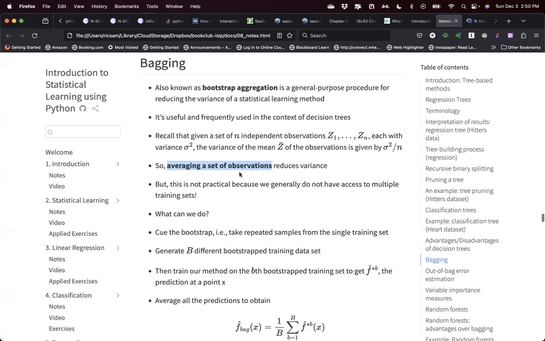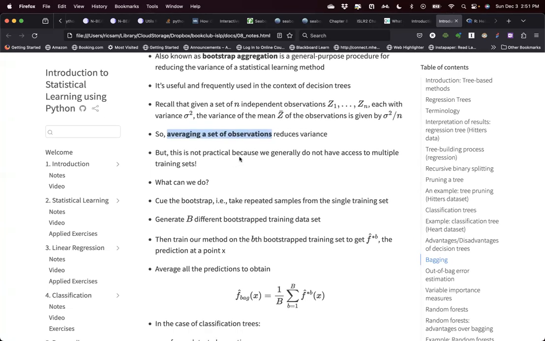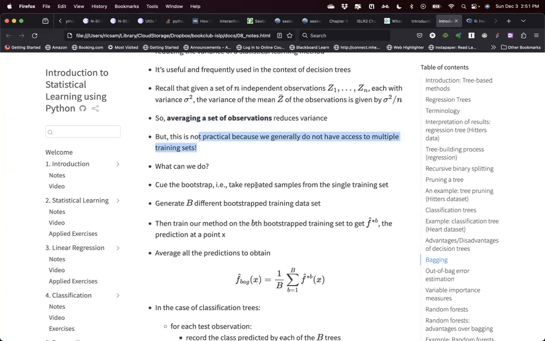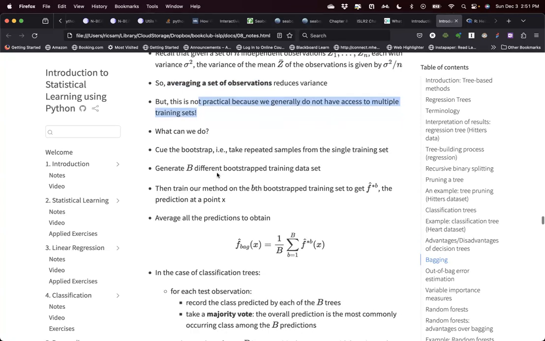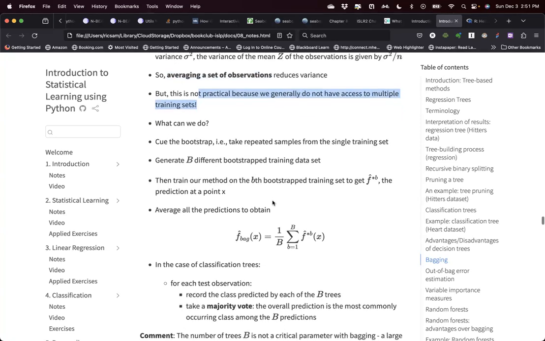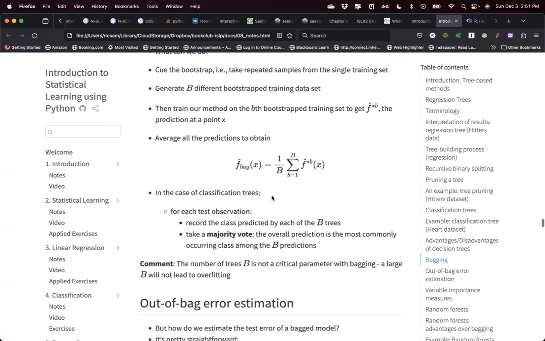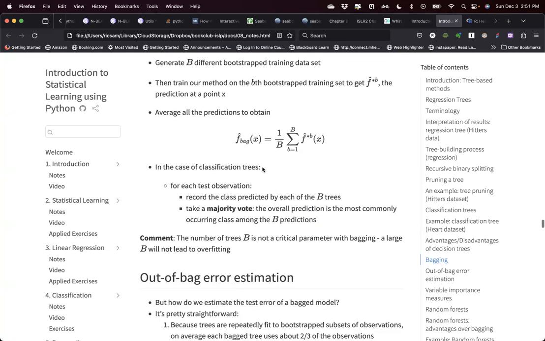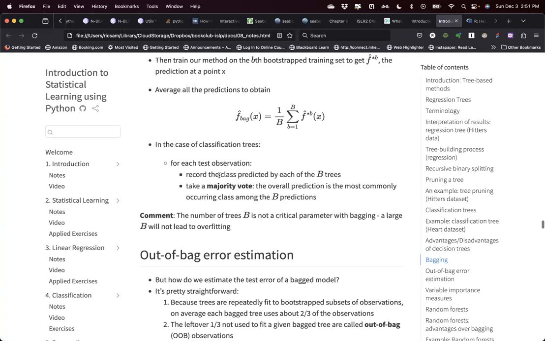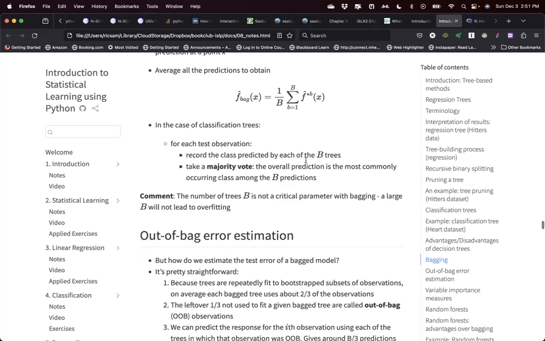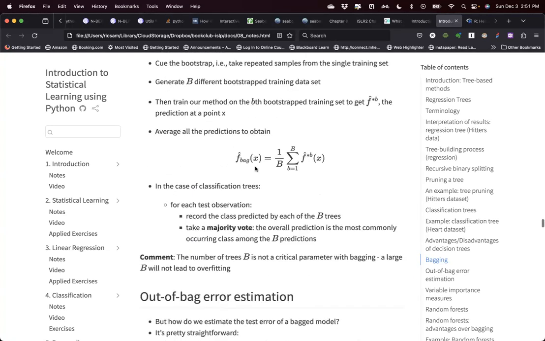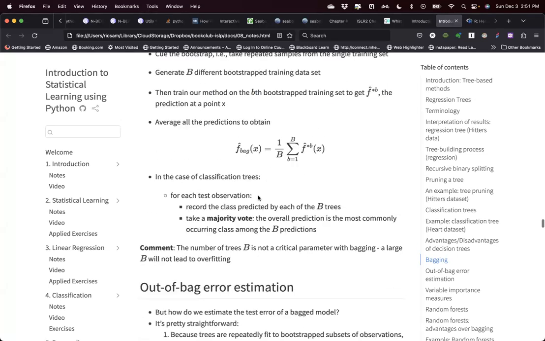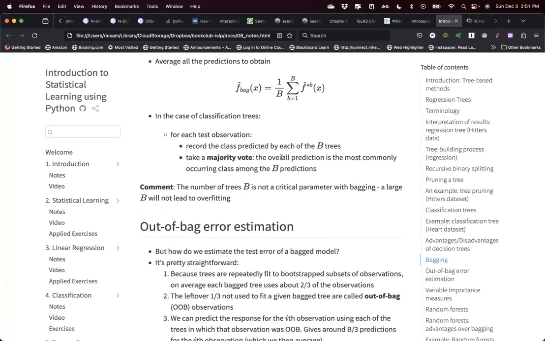Why do we use the bootstrap? Because usually we only have one training set. We don't have multiple training sets. That's what it's saying right here. So that's when we do the bootstrap. You know, take repeated samples from the same training set, generate the different bootstrap trees, right? And then average the results. In the case of classification, for each observation, you record the class predicted and take a majority vote. Okay, this is for the regression, the average. The classification is kind of the vote classifier that I was talking about.